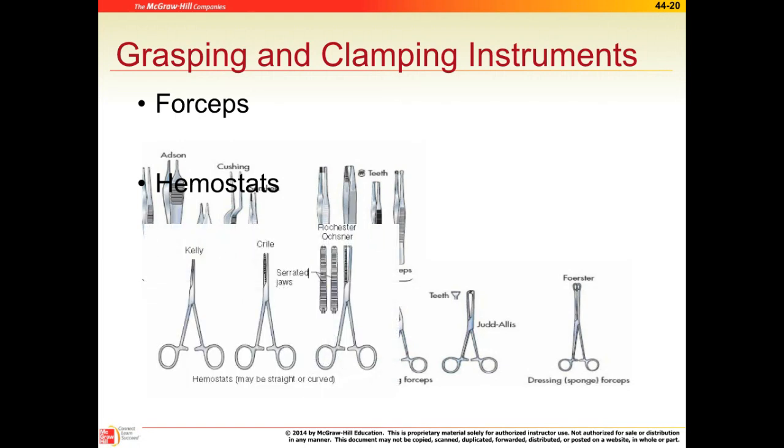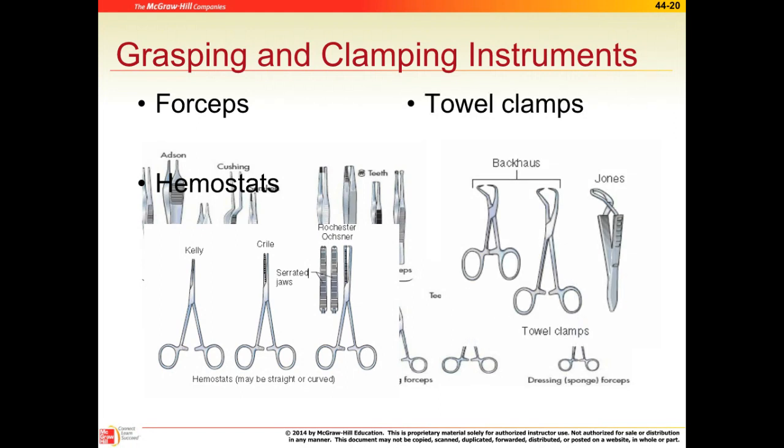So these are some other kinds of Kelly hemostats, Crile hemostats. So your forceps at the top, hemostats on the bottom, and then you have your curved, your Rochesters, and those have almost like a grid all the way down. Backhaus, or you can have long and short Backhaus clamps. They are generally used for towels, as a towel clamp to hold surgical towels in place and other surgical sheeting in place. And then you have Jones clamps.